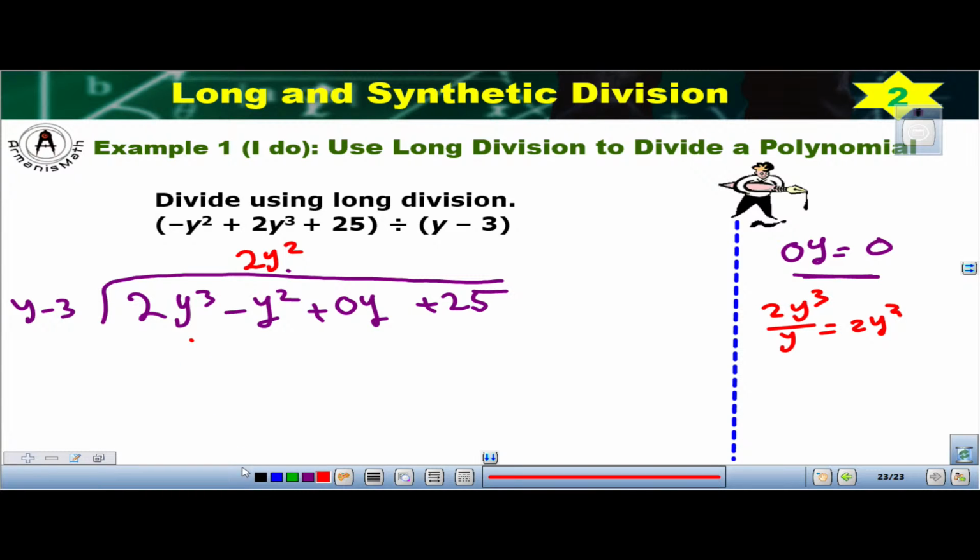Now when I multiply, look exactly what I'm going to do. All what I did is start taking this first term divided by this first term, and I got 2y squared. And then once I get that, I'm placing that on top of the y squareds, lining them up. I'm going to have to multiply back times these two items. So 2y squared times y will give me 2y cubed. 2y squared times negative 3, that's the negative 6y squared. Are we doing good?